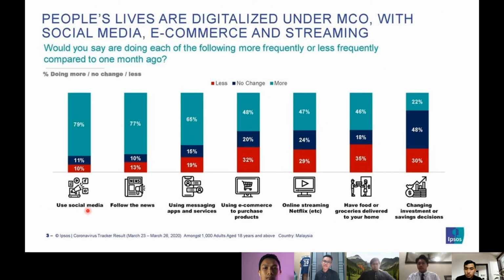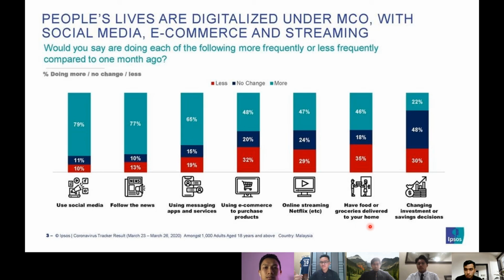This is also some of the effects on consumers. People's lives are digitalized under MCO with social media, e-commerce and streaming. Consumers will use more social media to follow the news, and use messaging apps and services such as WhatsApp and Discord so they can get used to the new normal to communicate with other people, and use e-commerce to purchase products. Online streaming such as Netflix lets them enjoy their free time by watching TV shows and movies, and have food or groceries delivered to their home.